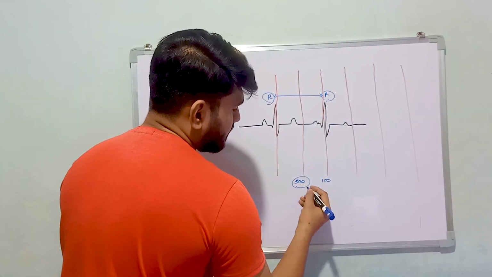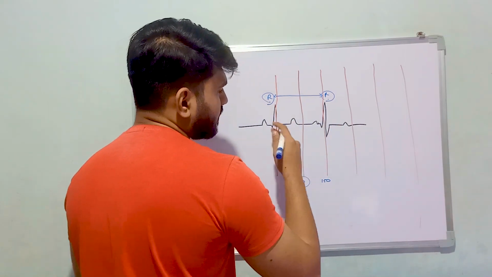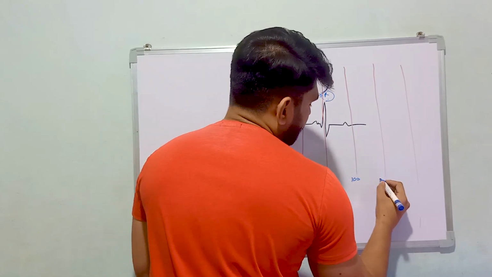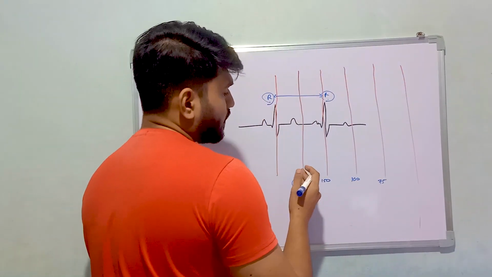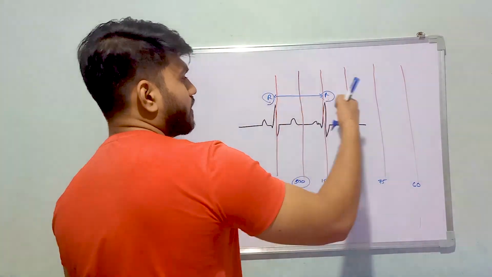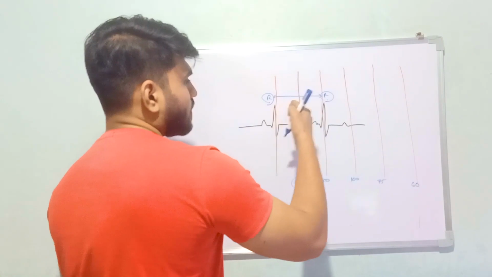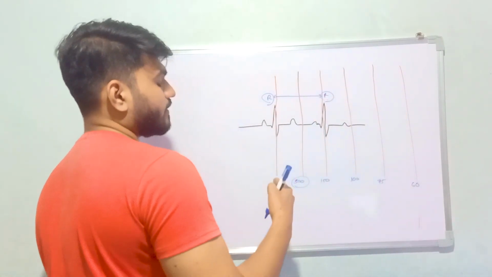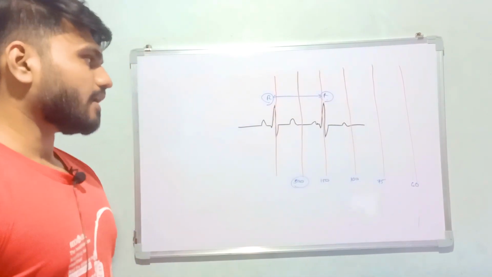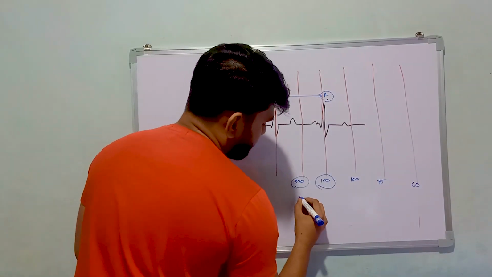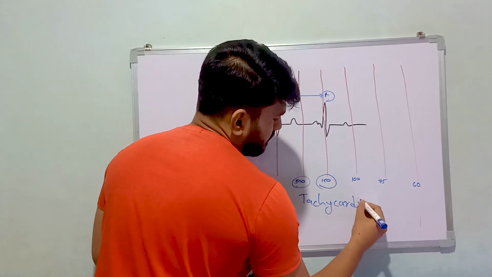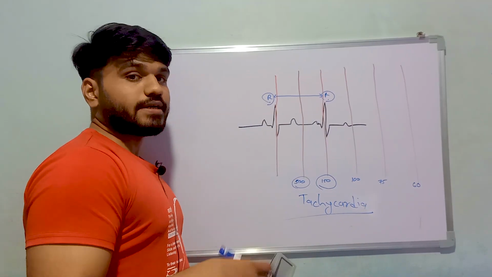300 divided by 1 is 300. Then 300 divided by 2 is 150. 300 divided by 3 is 100. 300 divided by 4 is 75. 300 divided by 5 is 60. So if the R to R wave is from here to here, then it is a heart rate of 60. From here to here, it is around 75. From here to here, it is around 100. So this is around 150 heart rate. That means this is tachycardia. So this is how you will calculate the heart rate.